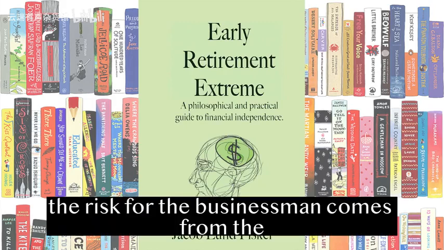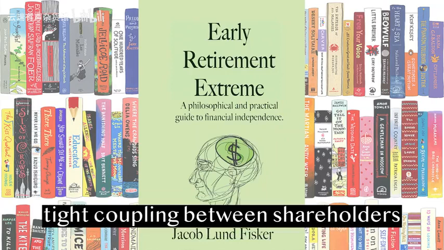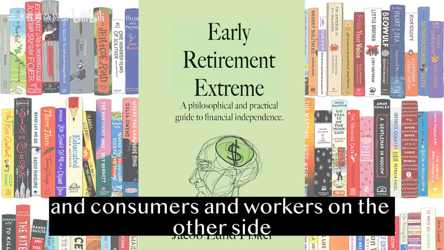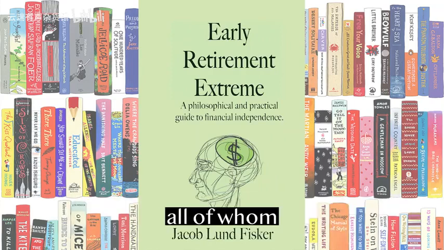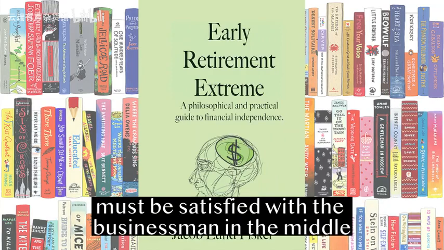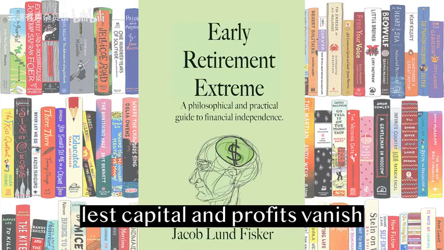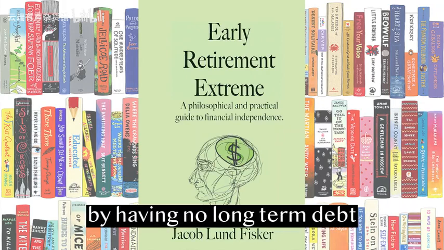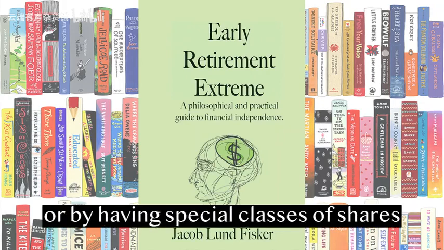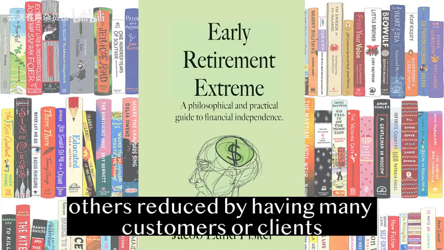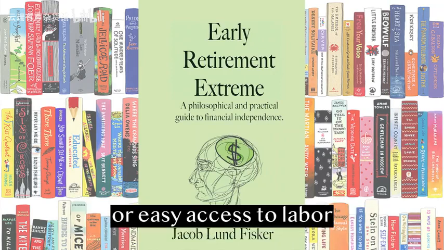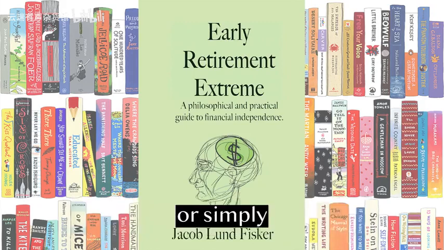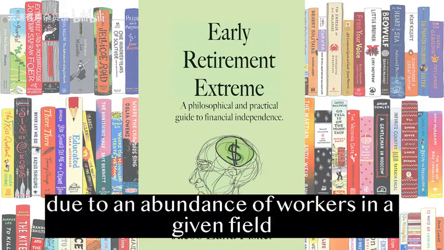The risk for the businessman comes from the tight coupling between shareholders and bondholders on one side and consumers and workers on the other side, all of whom must be satisfied with the businessman in the middle, lest capital and profits vanish. Some companies reduce this risk by having no long-term debt, or by having special classes of shares. Others reduce it by having many customers or clients or easy access to labor, either by outsourcing, offering attractive benefits, or simply due to an abundance of workers in a given field.